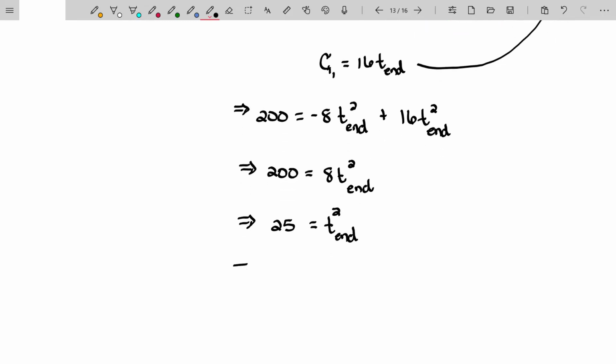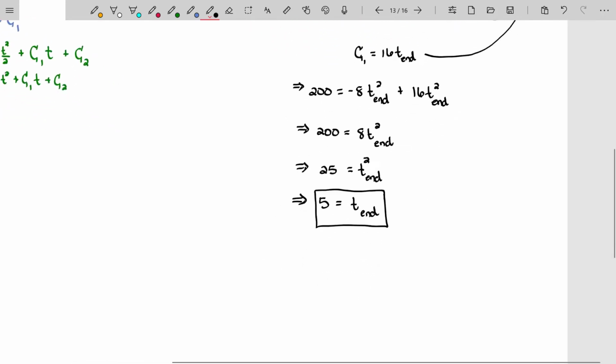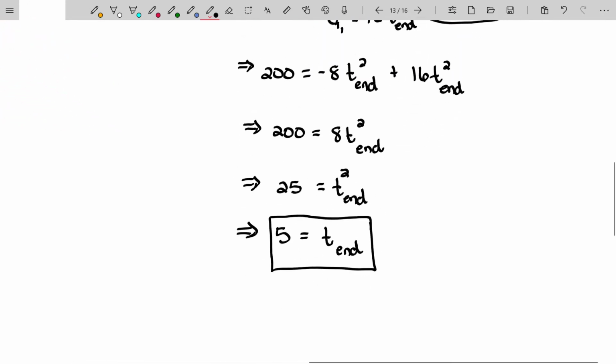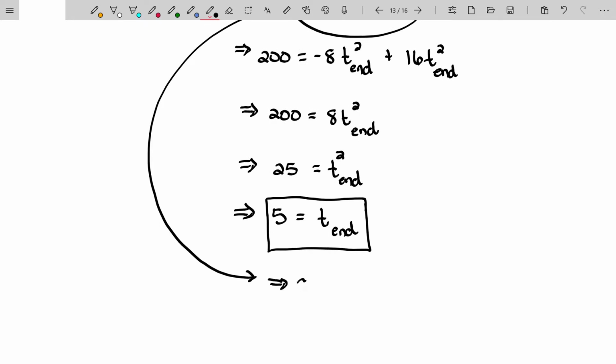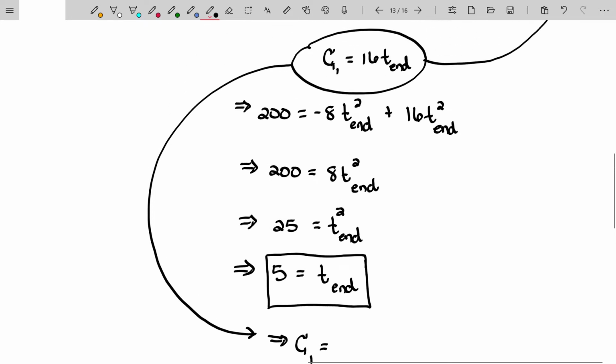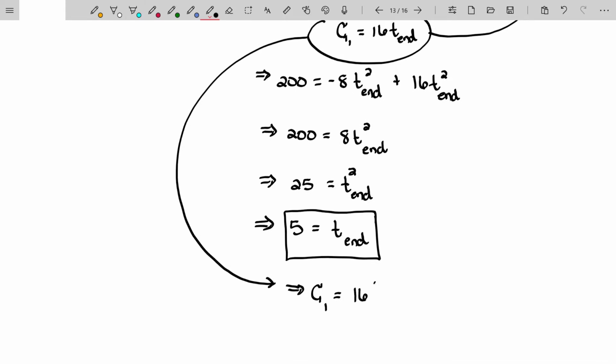Take the square root. Remember, time is the number of seconds it took for this car to stop, so it's not going to be plus or minus, it's just going to be the positive version, 5. It took 5 seconds for this car to come to a complete stop. That did not answer my original question, but once I get that, it took 5 seconds for the car to come to a complete stop, I can then go back up to this formula and say what C sub 1 is. C sub 1 is going to be 16 times time end, which is 80.